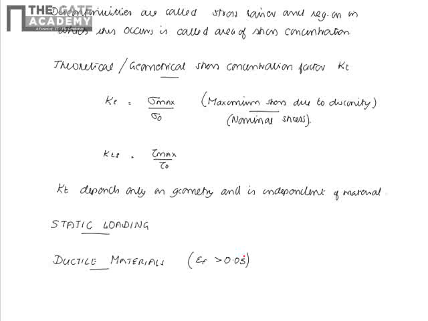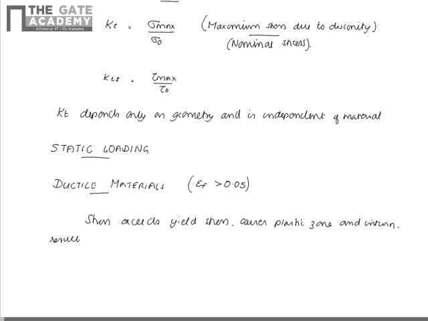In ductile materials, when the stress concentration happens, at those points of discontinuity the stress becomes much higher, and the stress in those locations exceeds the yield stress. Exceeding the yield stress causes a plastic zone, and in turn leads to redistribution of stress.